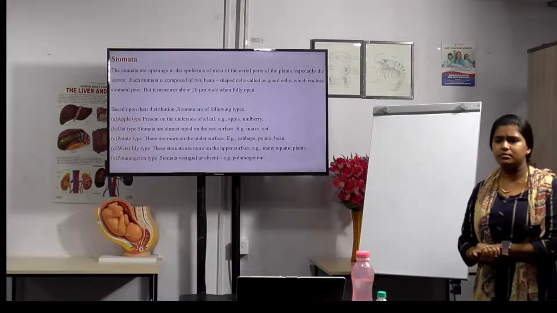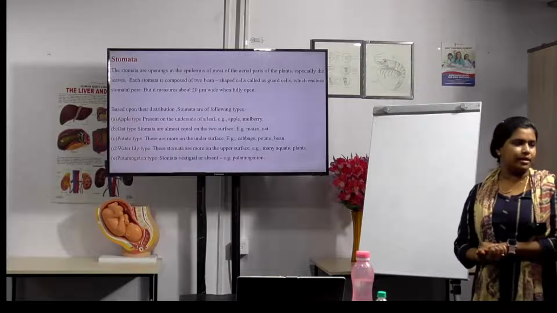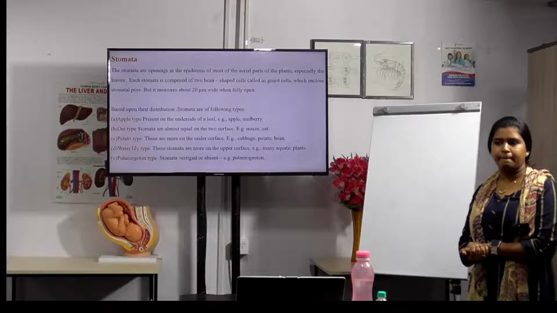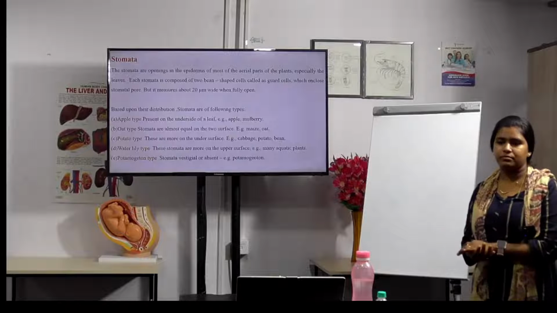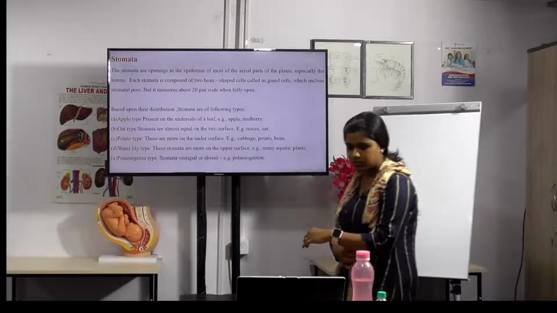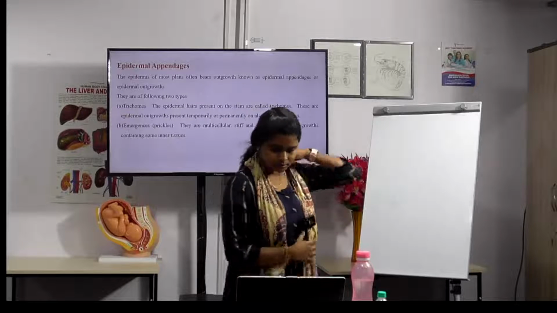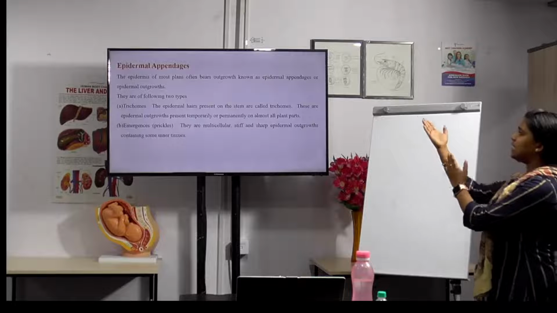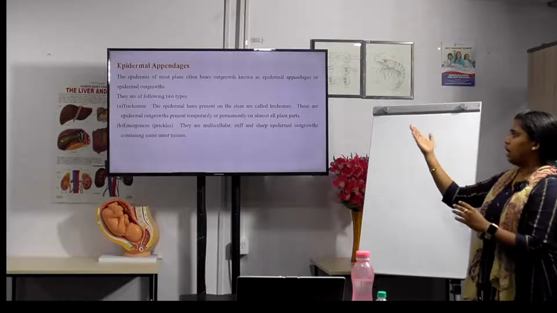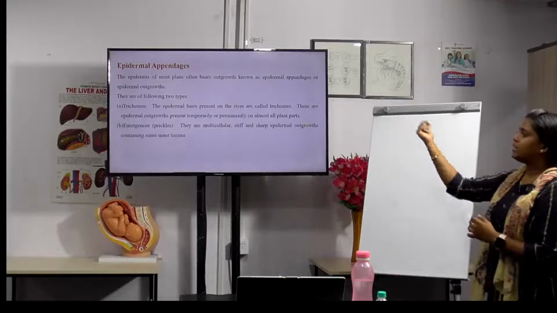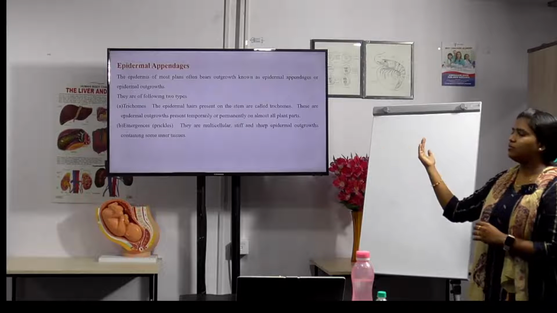Vestigial means half, partly present, and otherwise not present at all. Okay, the next one is epidermal appendages. These are the outgrowths known as epidermal appendages or extra outgrowths. There are two types, trichomes and prickles.